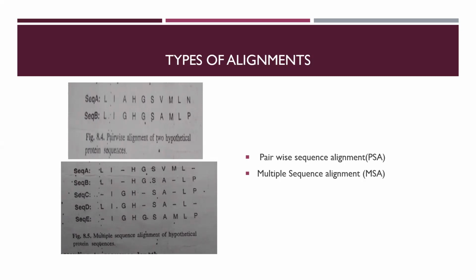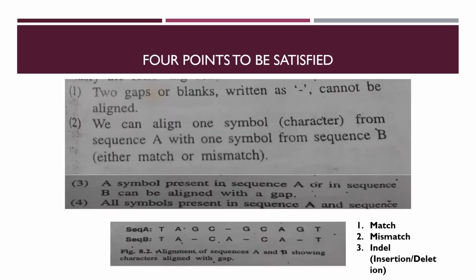And one more thing I just missed here is, I was discussing the four points to be satisfied while carrying out the alignment of two sequences, right? So when you satisfy these four criteria, and when we align the sequences, there are only three possibilities we can see in the alignment. What are those three possibilities we can see in the alignment?